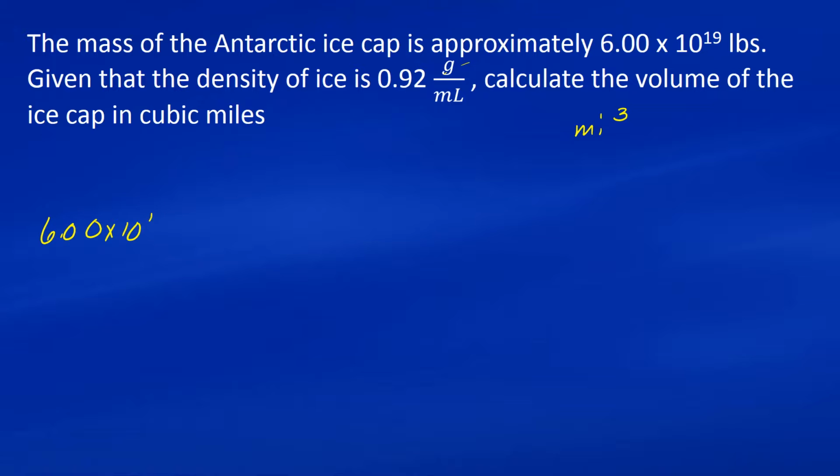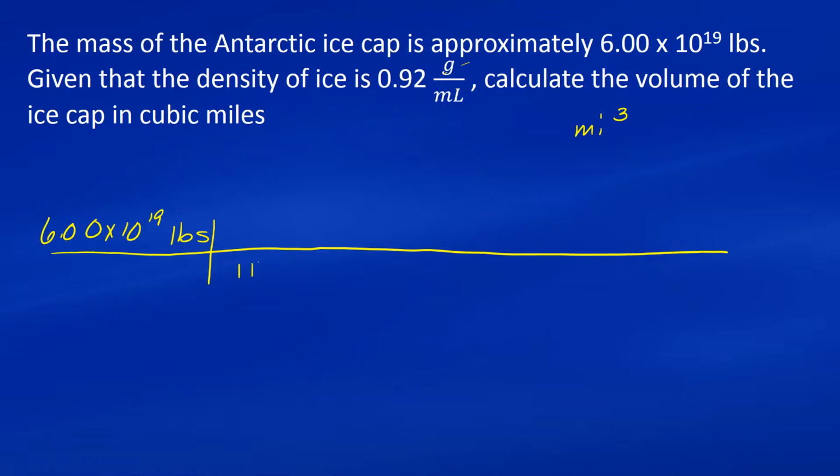6.00 times 10 to the 19th pounds. I'm going to have to write smaller than that if I want to make it all the way over there. So 1 pound has 454 grams. I knew that. You would be given that, or you could look it up. I wouldn't expect you to memorize that one. Okay, now I have grams. To get rid of grams, I'm going to use this conversion right here: 0.92 grams to 1 milliliter. So that makes the grams cancel. Now I need to figure out how to get milliliters to miles cubed.